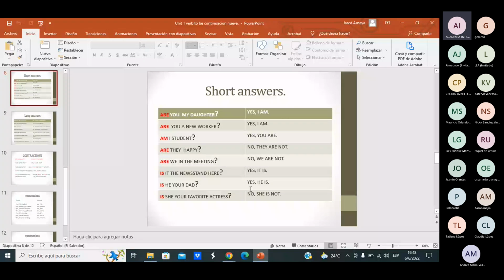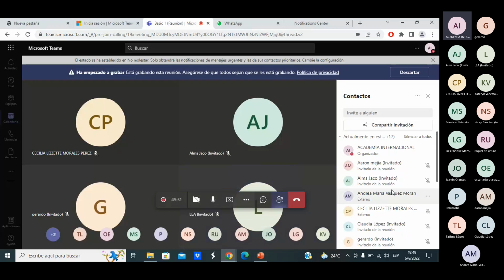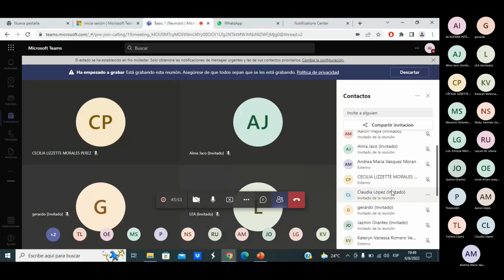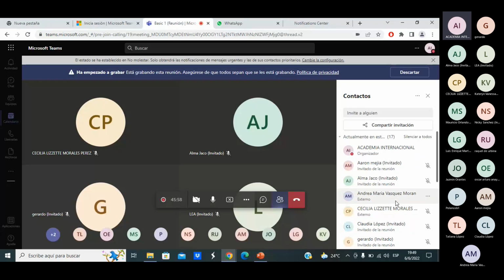Bien. Esta pregunta aquí nos puede confundir, la de am I a student? Porque es una pregunta que me estoy haciendo como a mí mismo. ¿Soy estudiante? Bueno, en este caso no vamos a saber si la otra persona estudia o no, ¿verdad? Entonces ahí pueden ustedes inventarse una respuesta afirmativa o negativa. Yes, you are, o no, you are not, como ustedes crean. Pero que tenga lógica las respuestas con las preguntas. ¿Hay dudas? Bien, ahí vamos a ir viendo entonces. Permítanme.